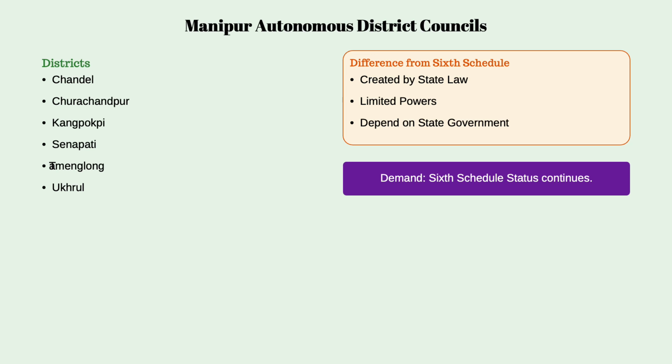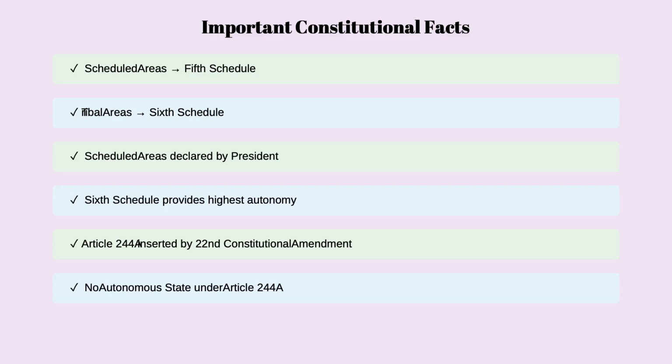Okay, it continues. So these are the 6 districts that have autonomous district councils: Chandel, Churachandpur, Kangpokpi, Senapati, Tamenglong, Ukhrul. Okay. So these are the important constitutional facts that you need to know. Please take a look at it.